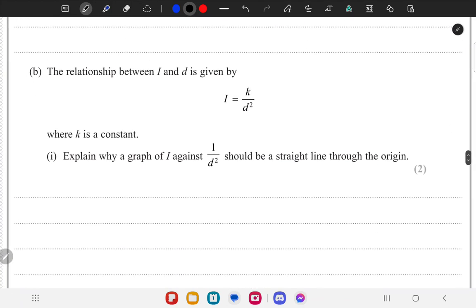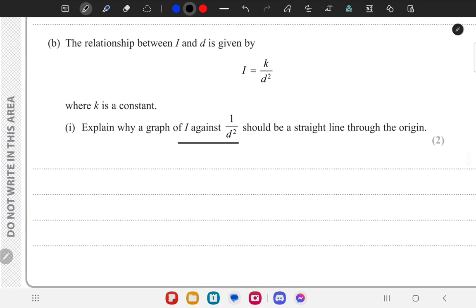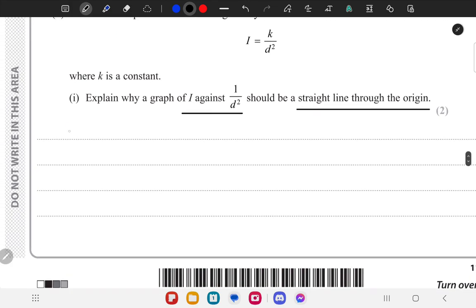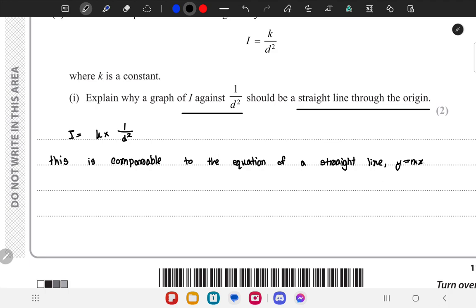Now on to part B. We have this equation over here, I equals k by d square. We have to explain why a graph of I against 1 by d square should be a straight line through the origin. So we can write the equation like this: I equals k times 1 by d square. We can compare this to y equals mx plus c, where the plus c is 0. So this is comparable to the equation of a straight line y equals mx plus c, where c equals 0 and m equals k.